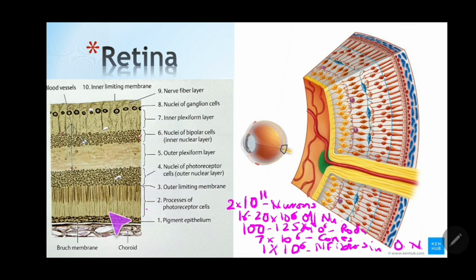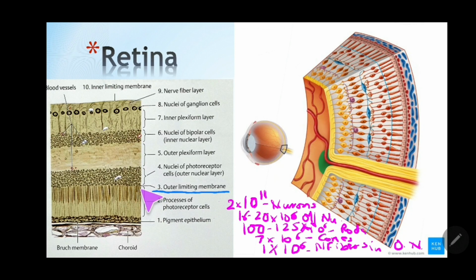And these photoreceptors are actually the peripheral processes of these cells, and these are the cell bodies of the photoreceptors, right? So here you're seeing the layer of nuclei of photoreceptors. That's called the outer nuclear layer. And in between, this is the outer limiting membrane. The outer limiting membrane demarcates the limit of the receptors. So the first and second layers are outside the outer limiting membrane.